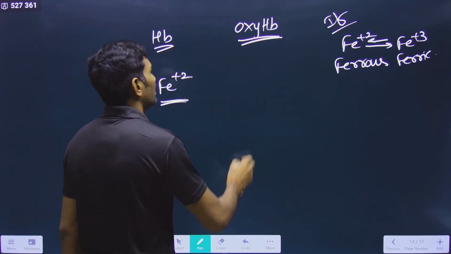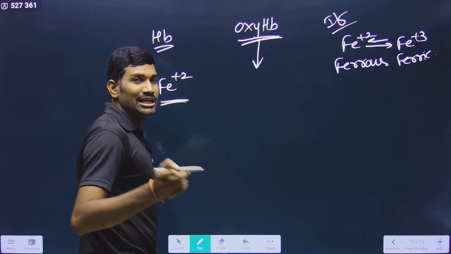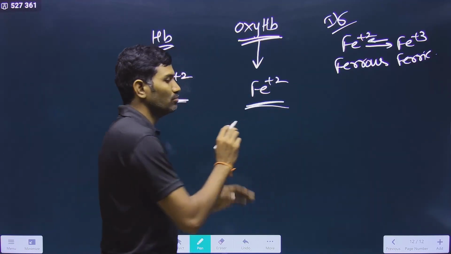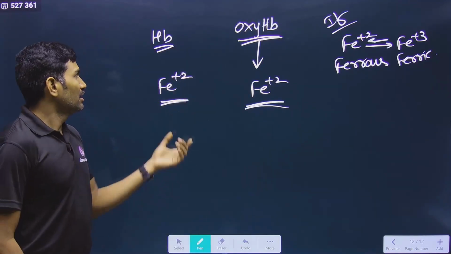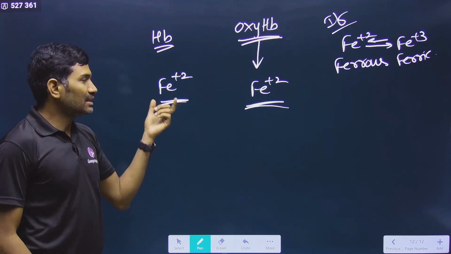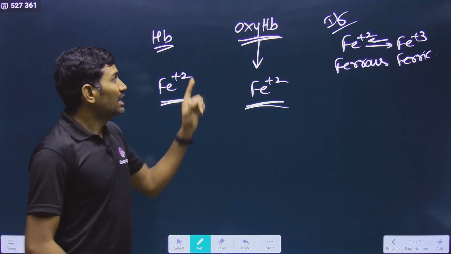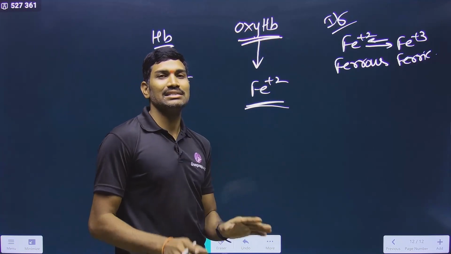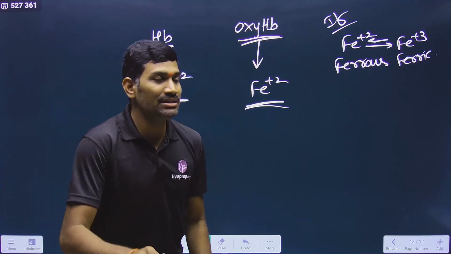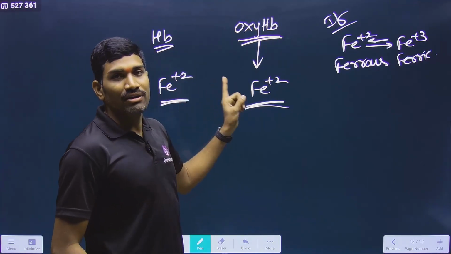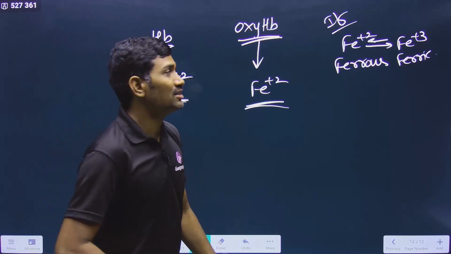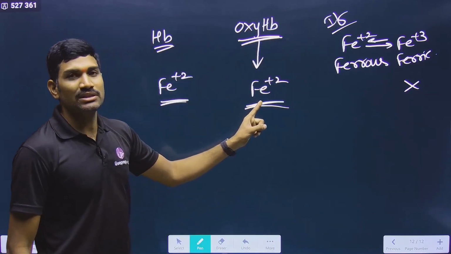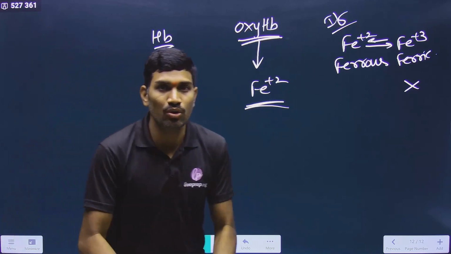But what is the answer here? In oxyhemoglobin also, iron is present in Fe+2 only. Please understand this. When oxygen is not attached, it is present in Fe+2. Even though oxygen is attached, still it is present as Fe+2 only. That means the oxidation state of iron is not changed. It is not converted into Fe+3.